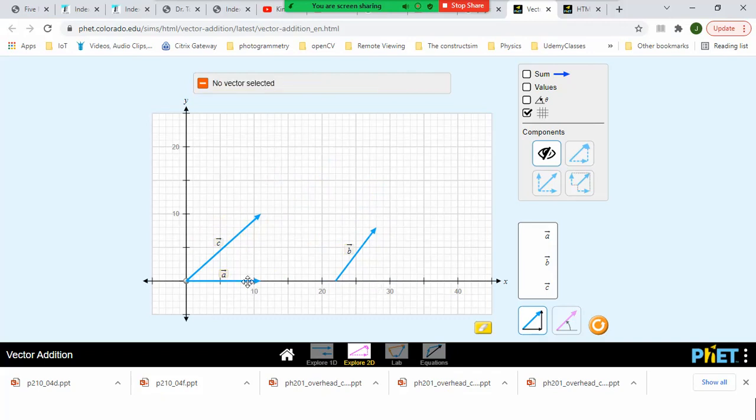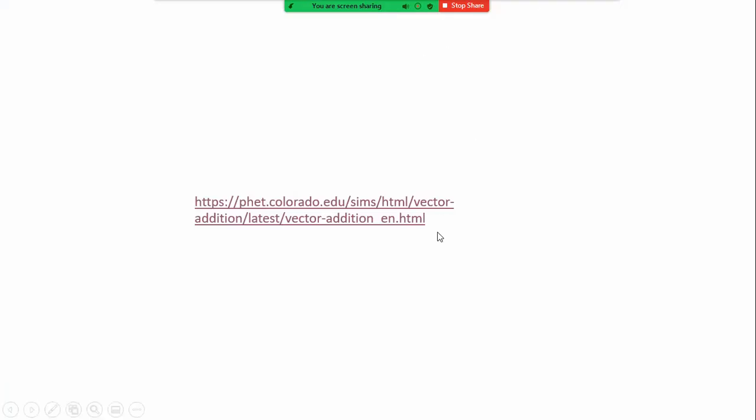Once you calculate the x and the y properties of your resultant vector, you can again use your trigonometric functions and calculate the angle right there. All right, so play with this. It's pretty fun. There are lots of other simulations on here that we will get to.